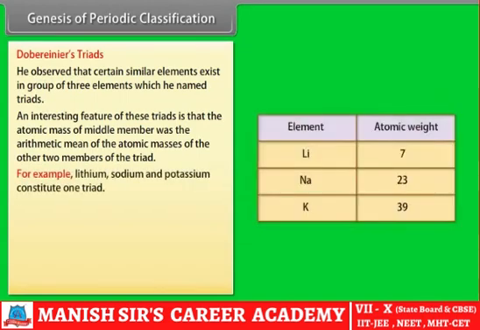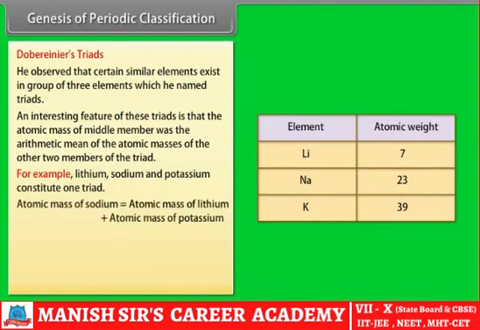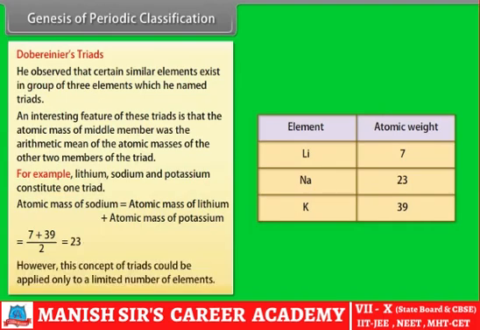For example, lithium, sodium and potassium constitute one triad. Atomic mass of sodium is equal to atomic mass of lithium plus atomic mass of potassium divided by 2, which is equal to (7 + 39)/2 = 23. However, this concept of triads could be applied only to a limited number of elements.